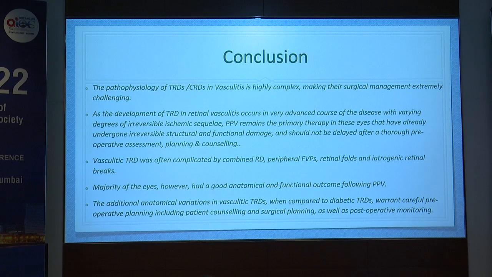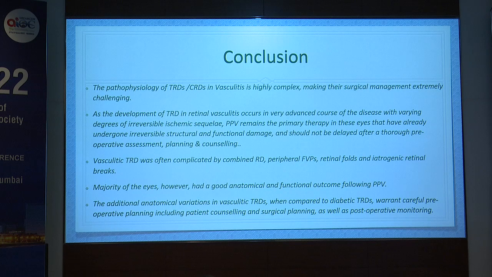The majority of the eyes, however, have a good anatomical and functional outcome if you do a proper pars plana vitrectomy. And then there are additional anatomical variations in vasculitic eyes like TRDs when compared to diabetic TRDs, that's what I highlighted in the photograph that I had shown in the section before.